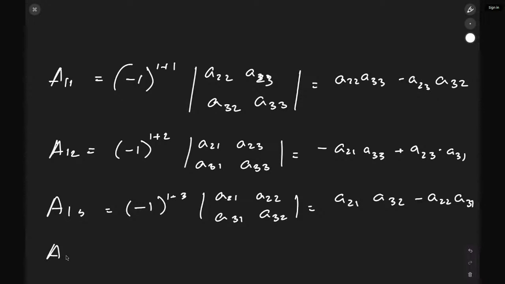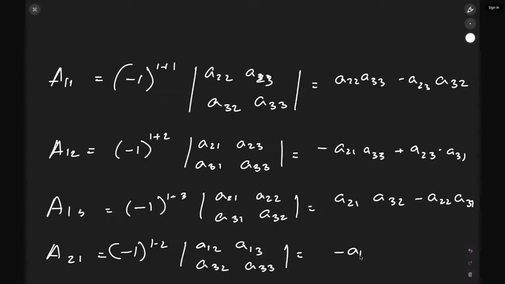Now, next up is A21, minus 1 to the power 1 plus 2, A12, A13, A32, and A33. This can be written as minus A12 A33 plus A13 A32.